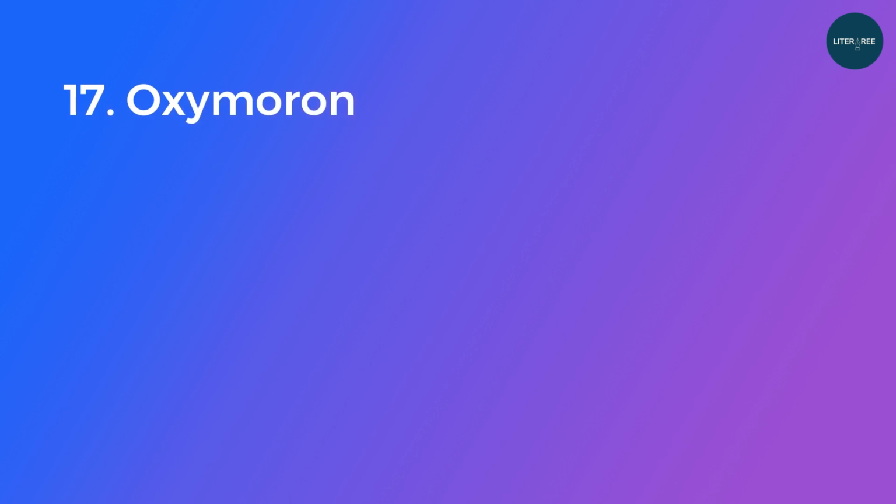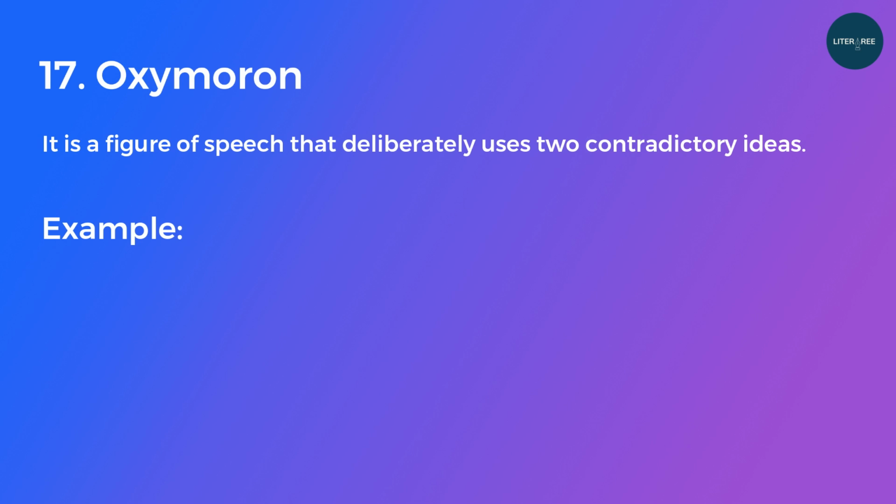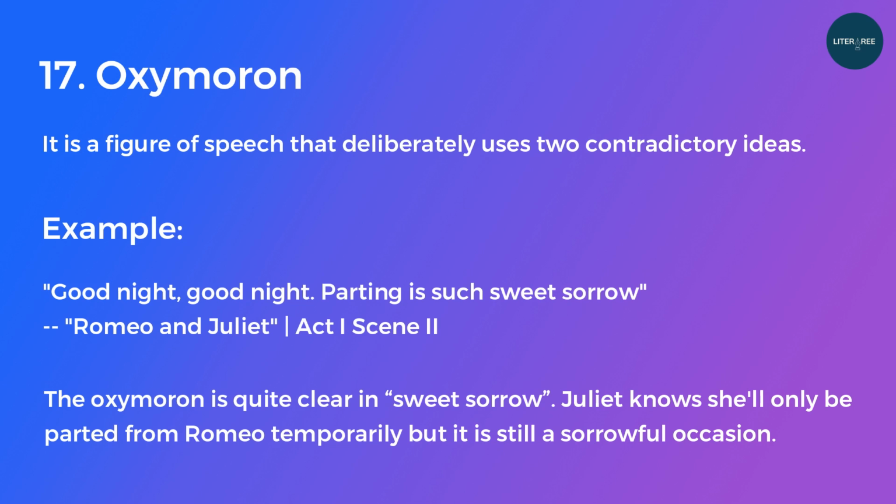Oxymoron. An oxymoron is a figure of speech that deliberately uses two contradictory ideas. Look at these beautiful lines from the play Romeo and Juliet. Good night, parting is such sweet sorrow. In this line, sweet sorrow is an oxymoron. Juliet knows she is only parting from Romeo temporarily, but it is still a sorrowful occasion.